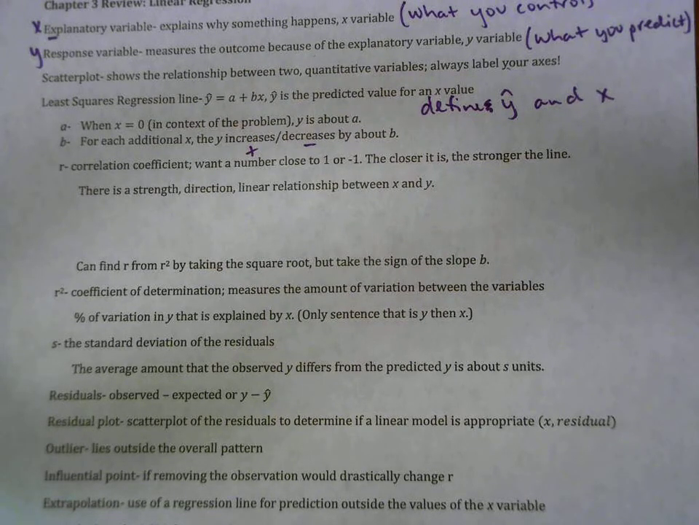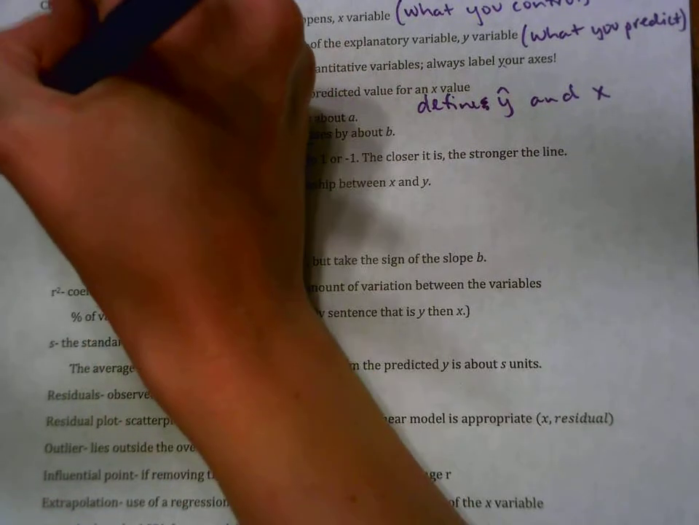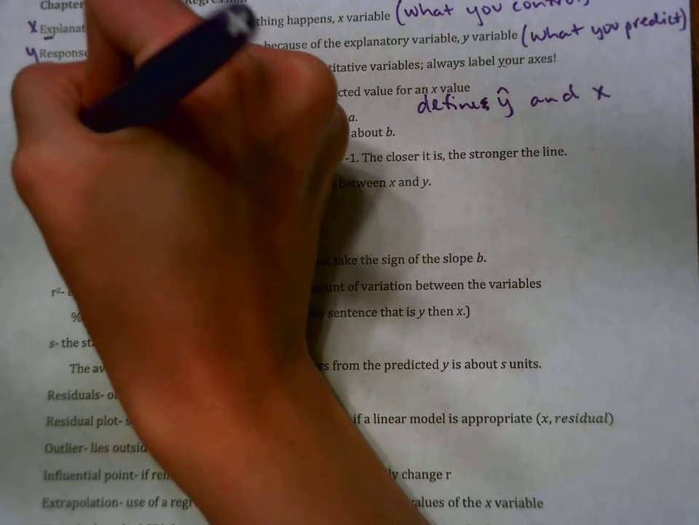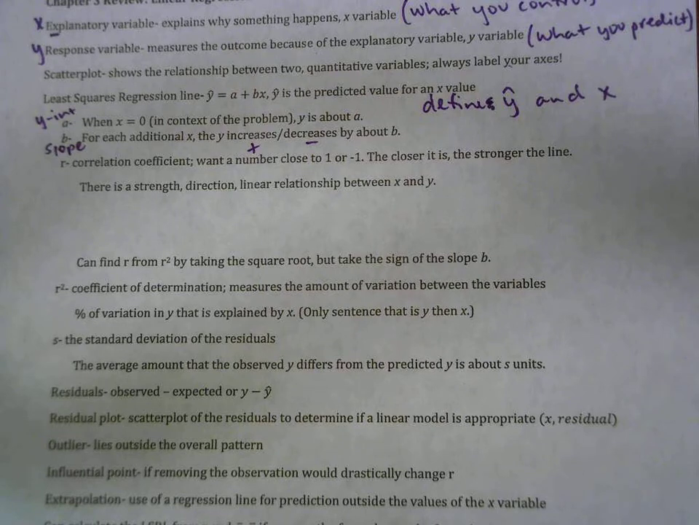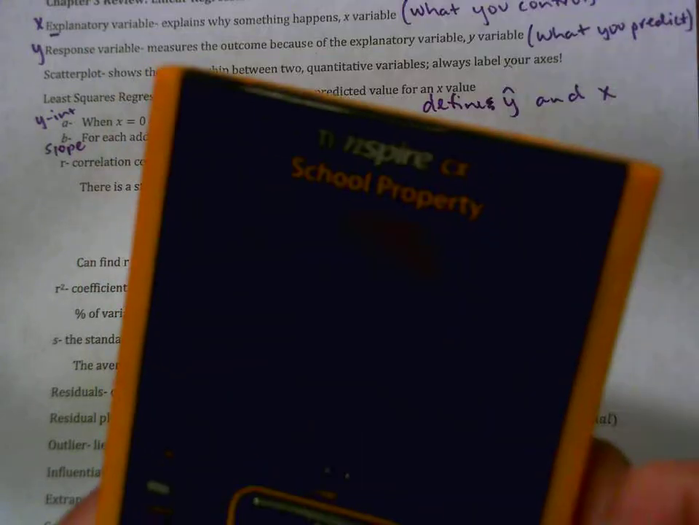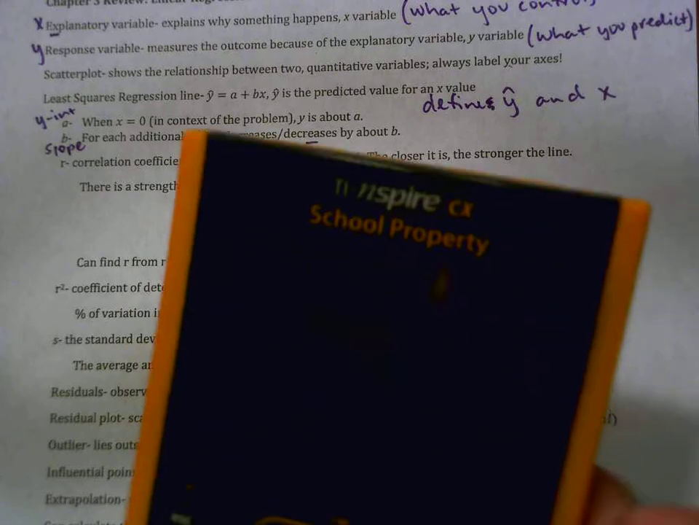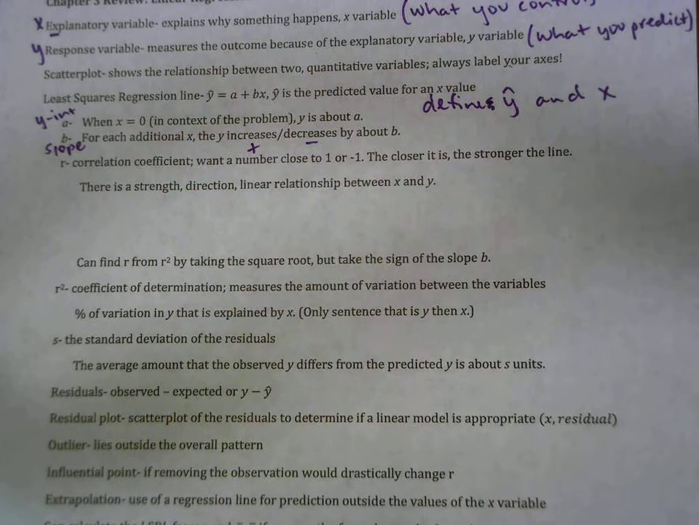Let me make sure I'm not forgetting anything here. So let's label that A was your y-intercept, B was your slope. Now I didn't put on here how to find this in the calculator. So I am going to encourage you to look that up in your notes. Or you know what, maybe I'll show you real quick. But if you know how to do the calculator, you can skip ahead. I just figured some of y'all might not have your notes or something.